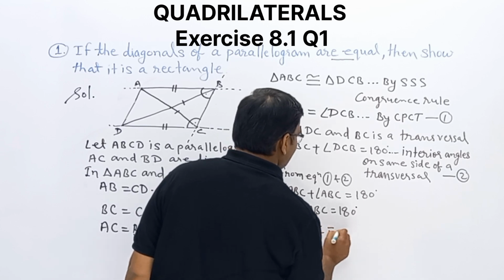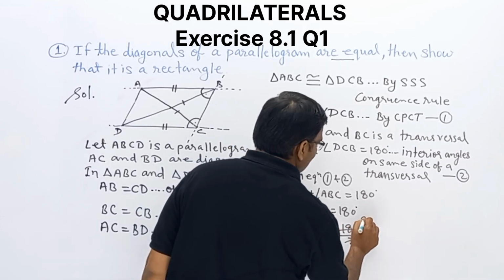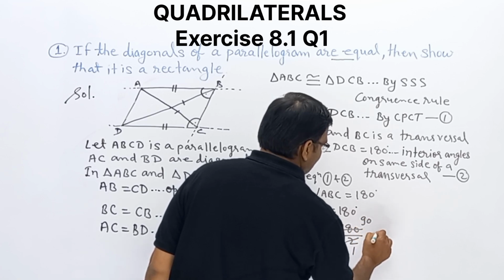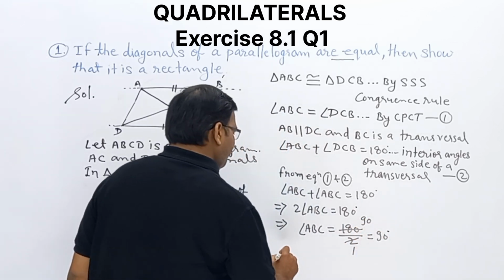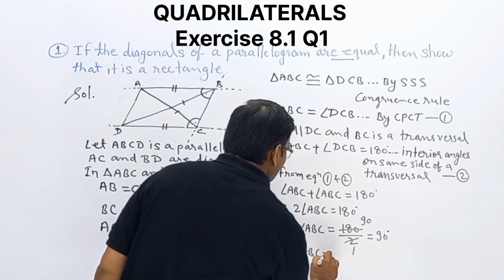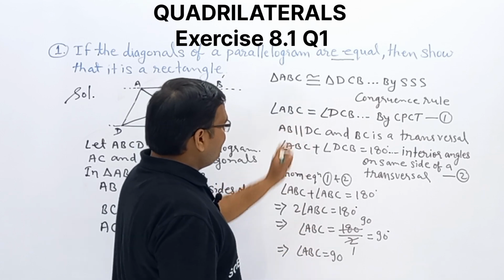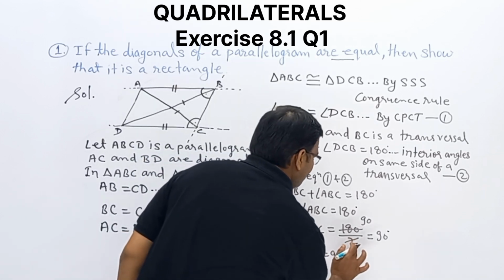Finally, what we can say, angle ABC equal to 180 by 2. 2 ones are 2, 2 nines are 18, 0, 90 degree. So what we can say, angle ABC equal to 90 degree, angle ABC equal to 90 degree, and this one equal to what?